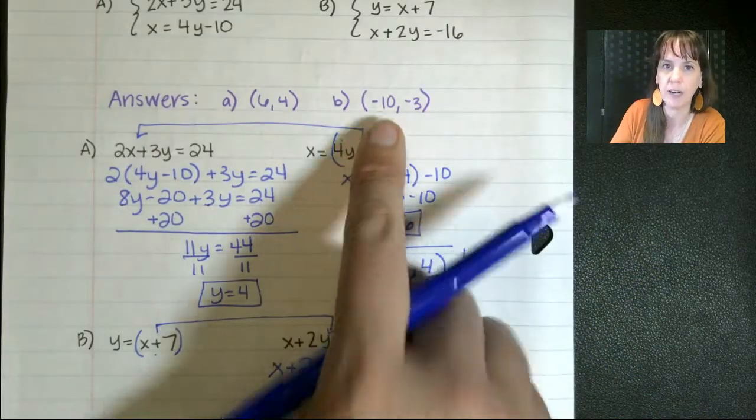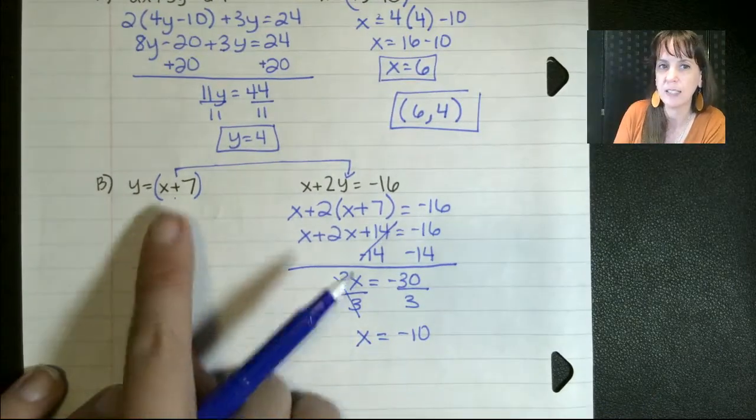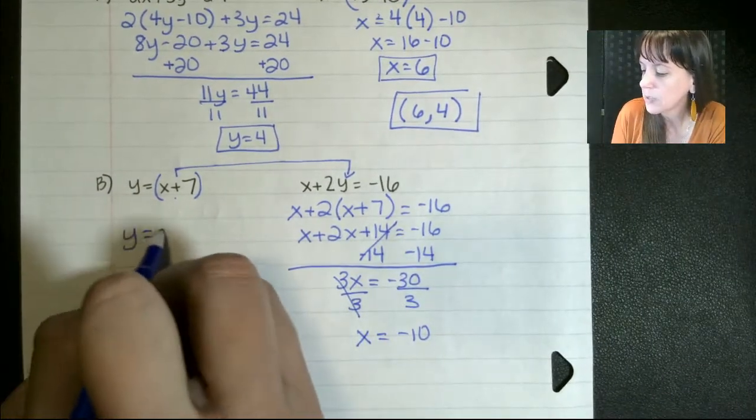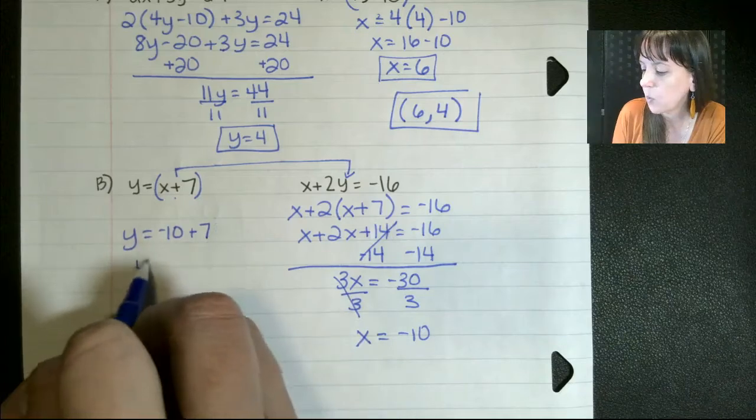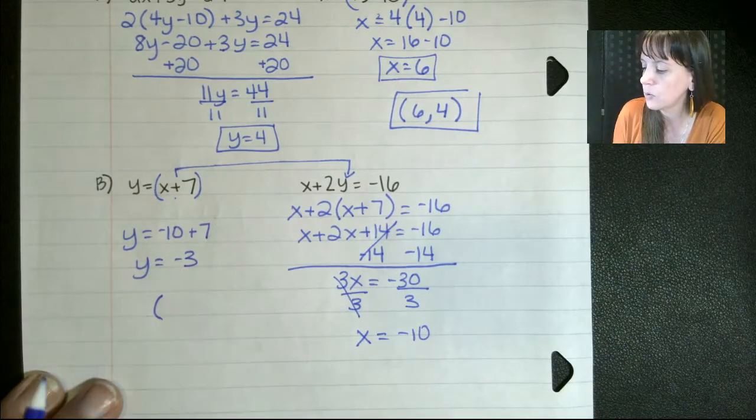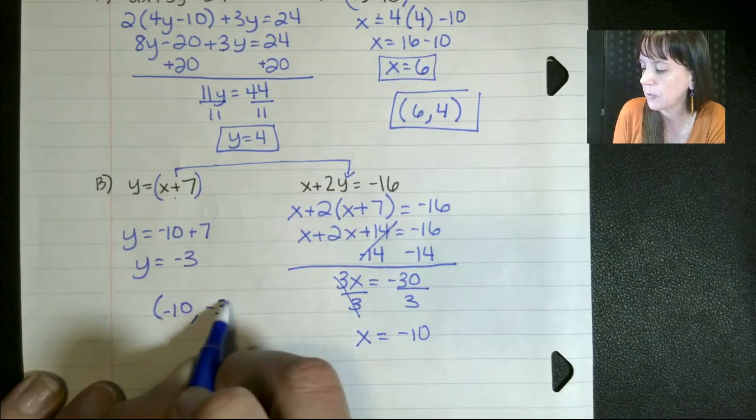Whew, that's what we got for our x here. Take that negative 10, let's plug it in over here. Y equals negative 10 plus 7, which means y equals negative 3. So my solution set is negative 10, comma, negative 3.